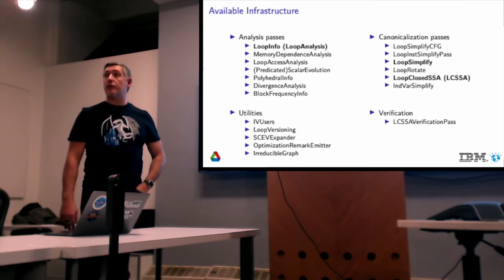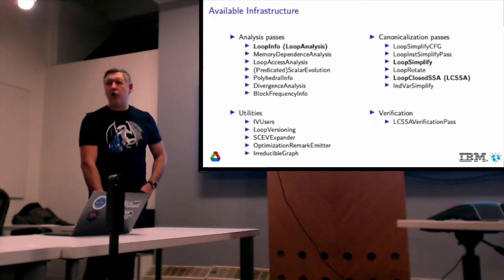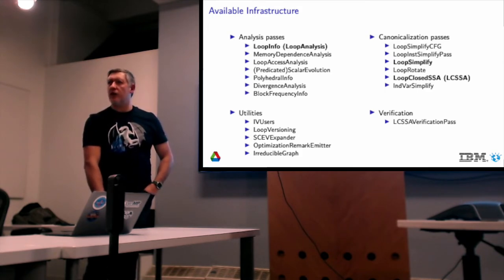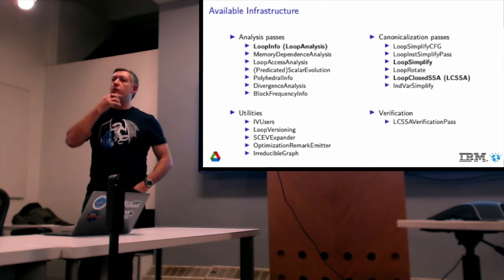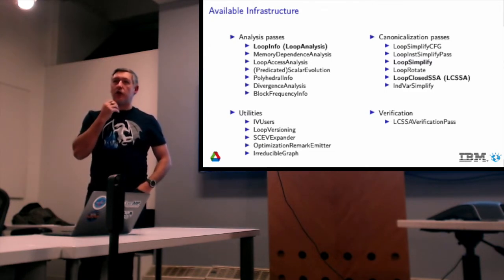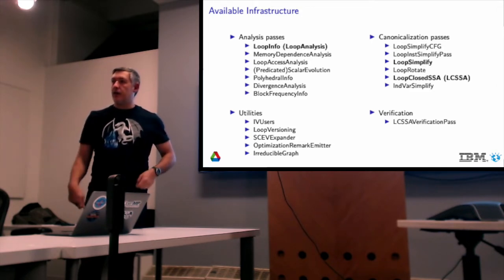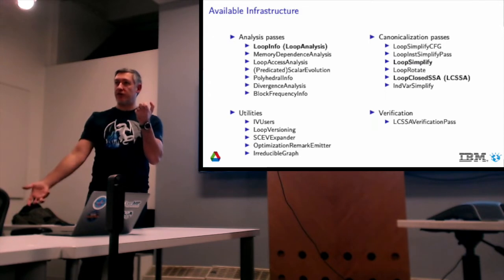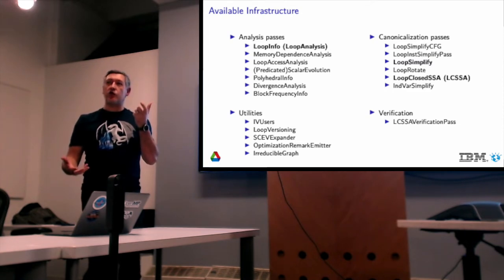Who knows what LCSSA is in LLVM? That stands for loop-closed SSA. That's a transformation that I don't have in this slide. Essentially, if you have a variable that is live out of a loop, say a variable that you store inside a loop, and then you use the value of that variable outside when you exit from the loop, in multiple places, that means there will be one definition and multiple uses. That's still SSA form, right? You have one reaching definition for every use. But that kind of structure is not canonical in LLVM.